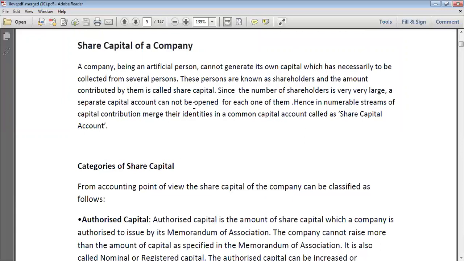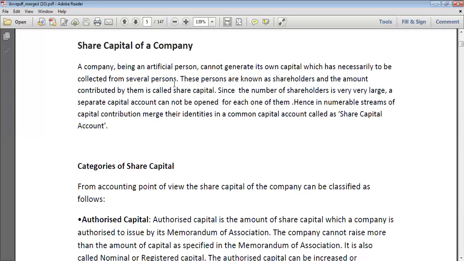So it is not possible to maintain a separate account for each shareholder. That's why the company creates a single account for all the shareholders, which is known as the share capital account. Okay. So let's understand with an example. If a company needs 10 lakh rupees to start a business, it cannot collect that money from a single person. That's why the company will divide this capital into several parts. These parts are known as shares, and the persons who subscribe to these parts are known as shareholders. Okay, so this is your share capital.